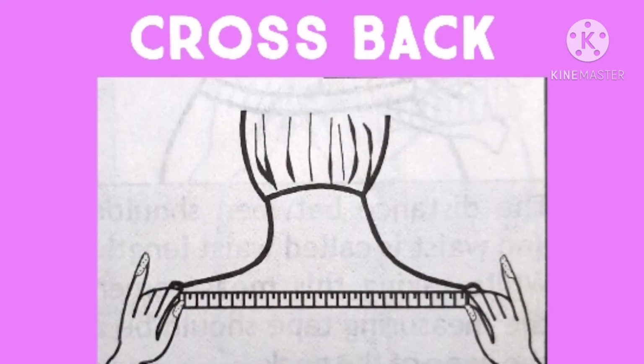Very first measurement we require is the crossback. Crossback is the difference between both shoulder bones. That means you have to measure the difference between the shoulder bones. You keep the measuring tape on one shoulder bone and measure till the second shoulder bone, and you'll get to know the crossback.